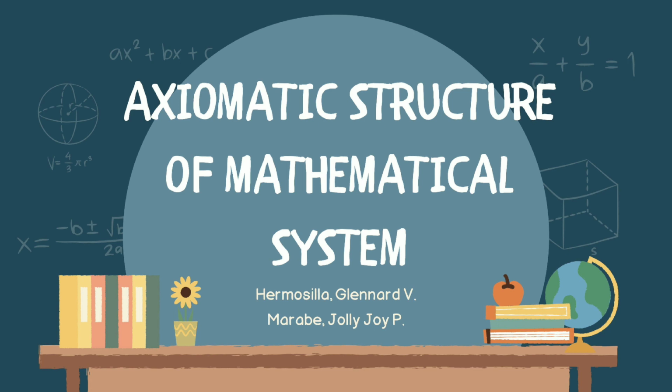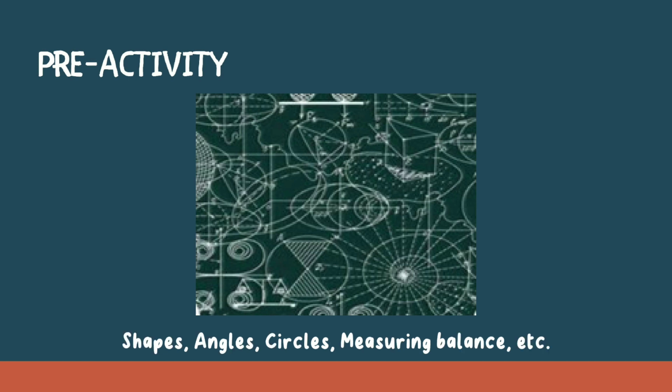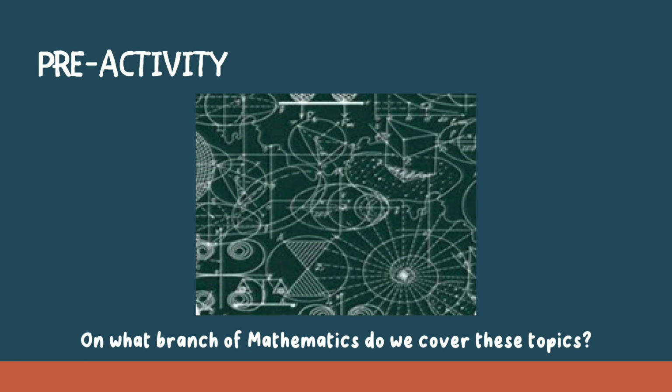Good day everyone. In this video, we are going to tackle the axiomatic structure of mathematical system. Before we go to our discussion, let us first observe this picture. What do you see on this picture? Yes, that's right. You observe shapes, angles, circles, measuring balance. And what branch of mathematics do we cover these topics? Yes, that's correct. These topics are covered in geometry.